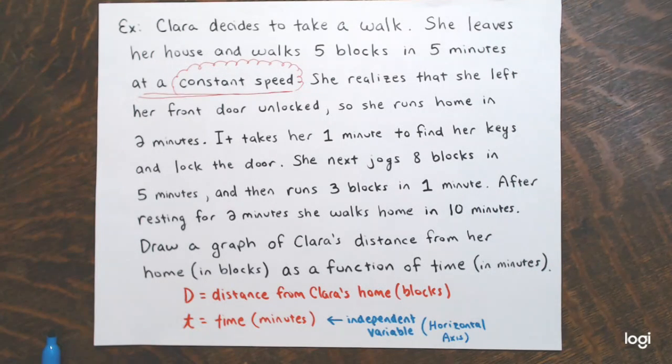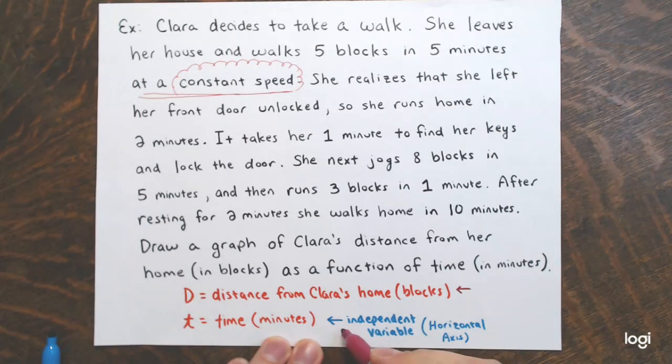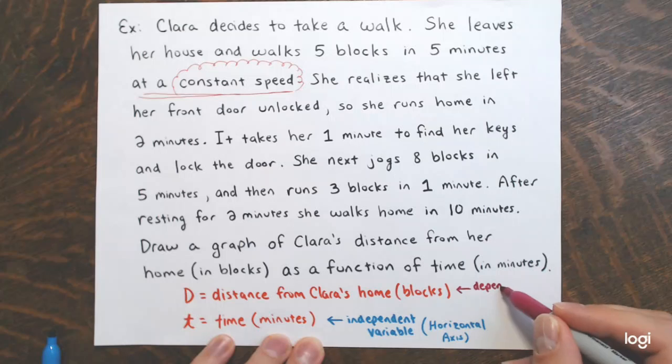And then every time is going to correspond to exactly one distance. Distance will be a function of time. So time is the independent variable, the input in here. Then the distance would be the output, or the dependent variable.